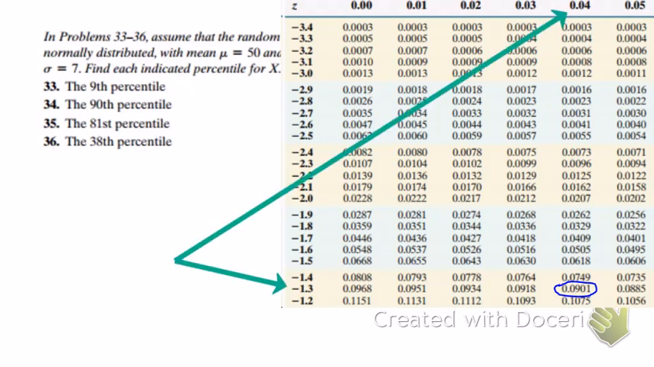I'm finding negative 1.34. So see, we're looking it up backwards. We're starting with the area and finding a z-score. So everybody seeing negative 1.34? No? Look in the area part. You want a number as close to 0.09 as you can get. Okay.